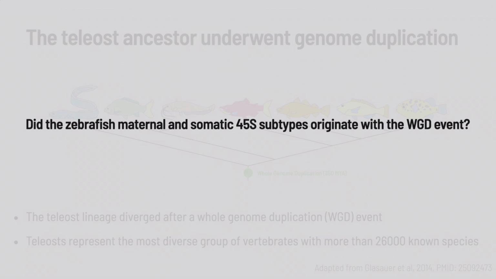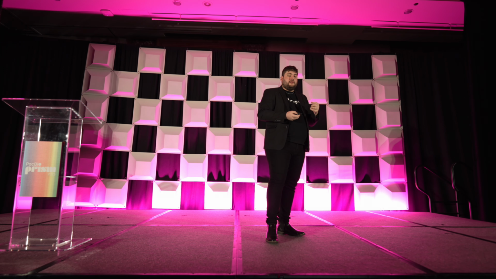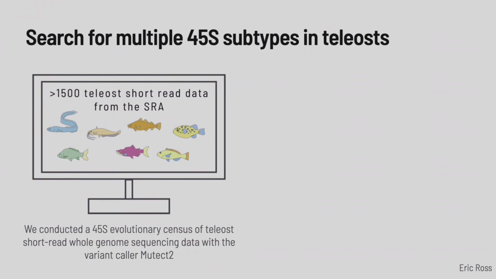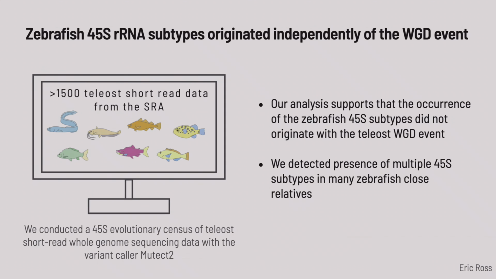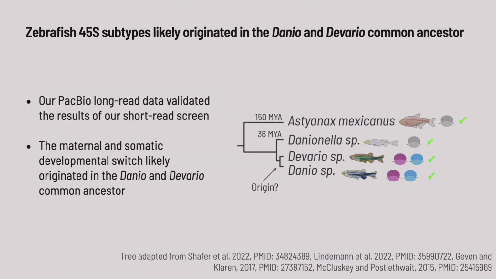With that reasoning, most teleosts should have these 2 arrays of 45S genes. So we started to address this by looking at publicly available short-read sequencing data of more than 1,500 species to see if we could find evidence of these two subtypes of 45S genes. To make a really long story short, what we found essentially is that most teleosts show one single kind of 45S gene, similar to all the models we know, and it's only zebrafish and its close relatives that show this particular presence of two different arrays of 45S genes.